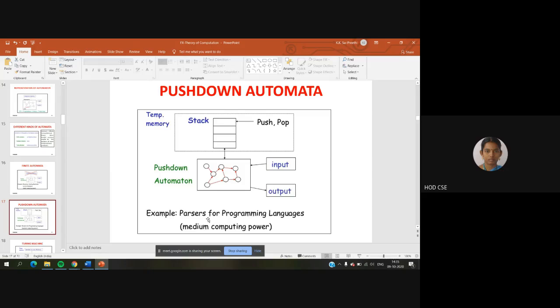And the practical example of where the push-down automata is used: it is used to design the parser for programming languages. A parser is also part of the compiler, which is used for the translation of high level language into machine level language.